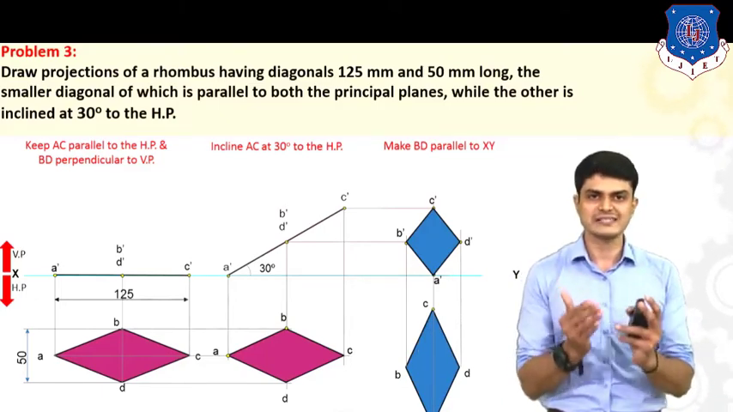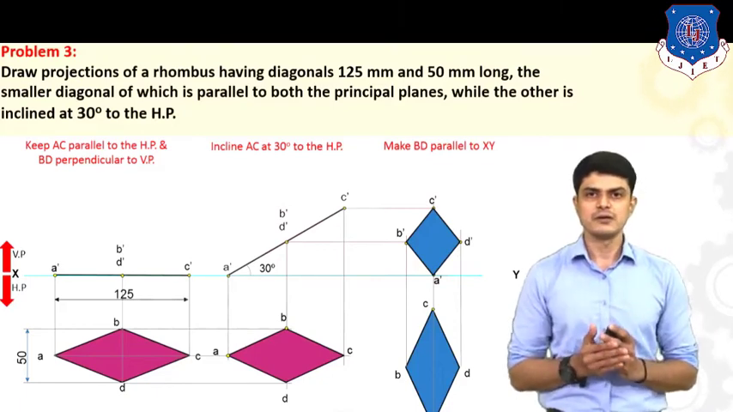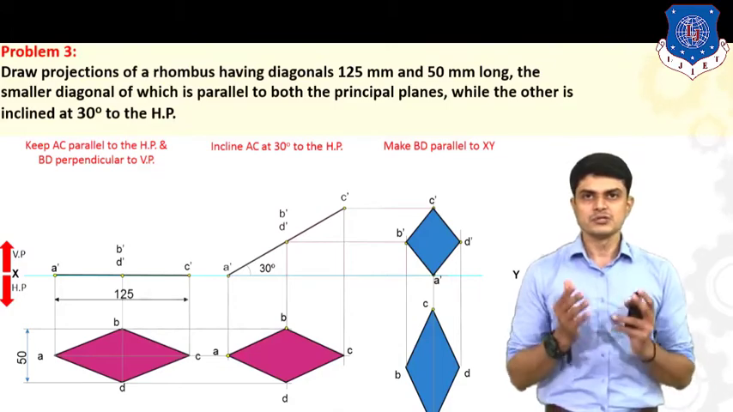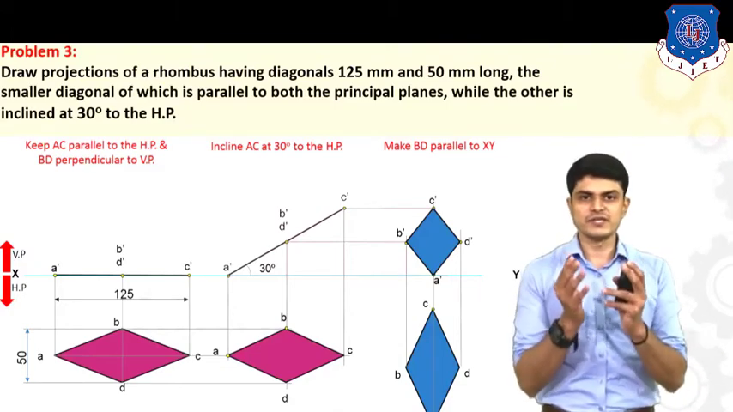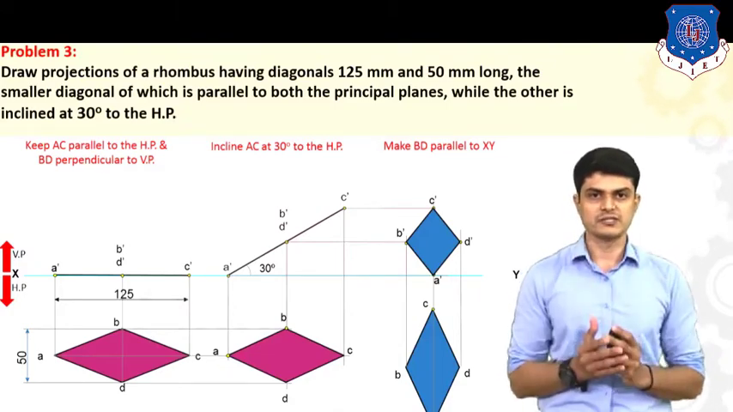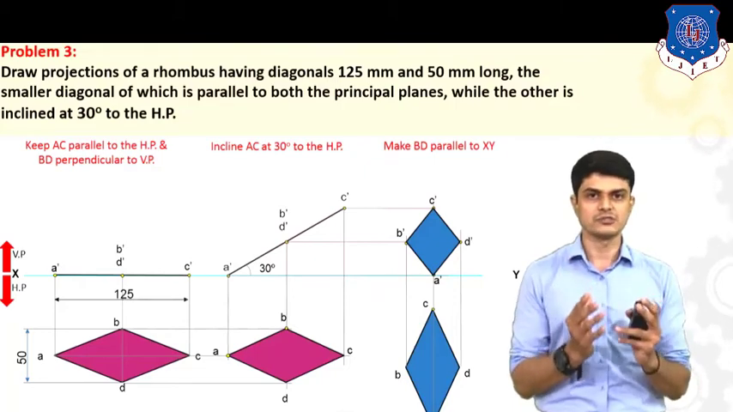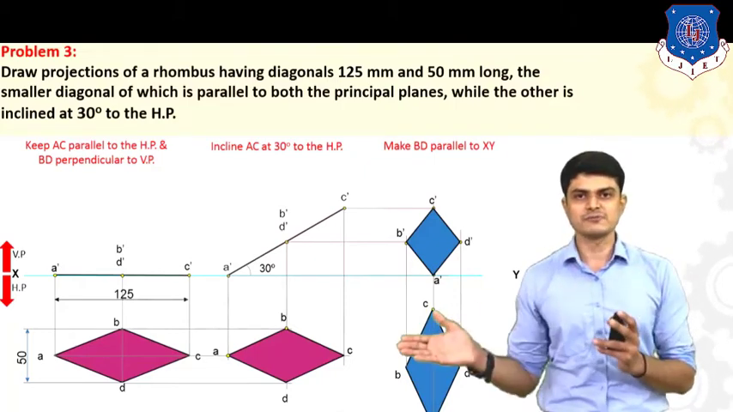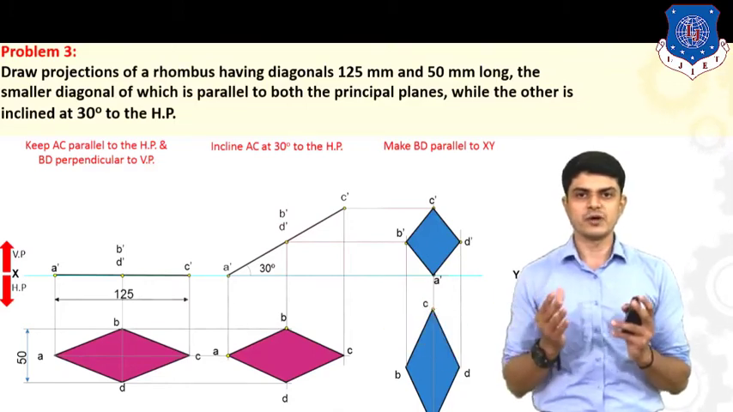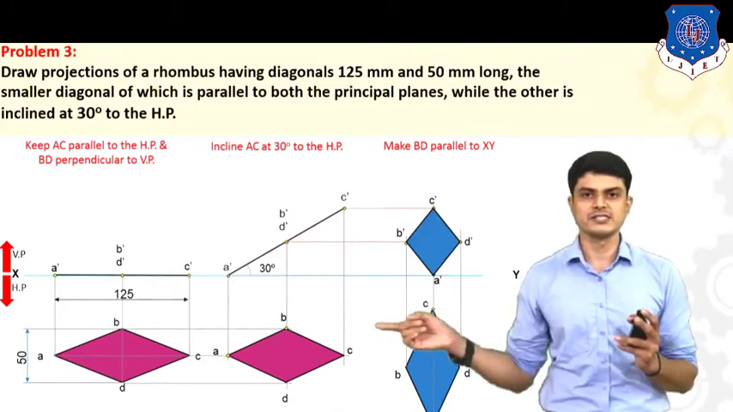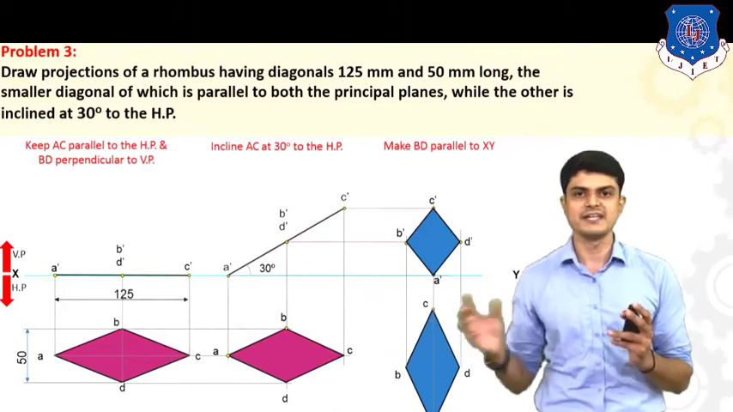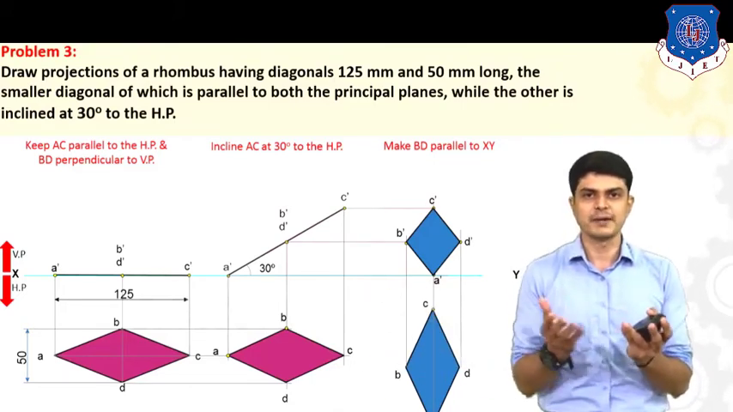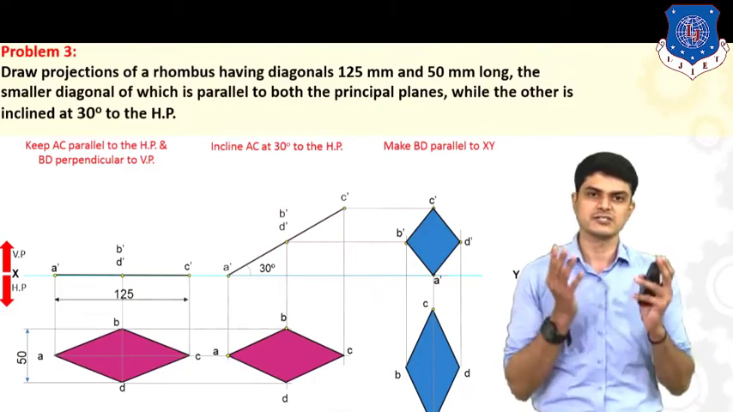Let us move to the last and final condition of the example. So here, the smaller diagonal is parallel to both the reference planes. So we are talking about the smaller diagonal. Let us first find out what is the smaller diagonal here. Let us observe the second figure, in which there are 2 diagonals. First is your AC diagonal and second is your BD diagonal, which is vertical. So it is obvious that AC is a longer diagonal as compared to BD. That means BD is our smaller diagonal.